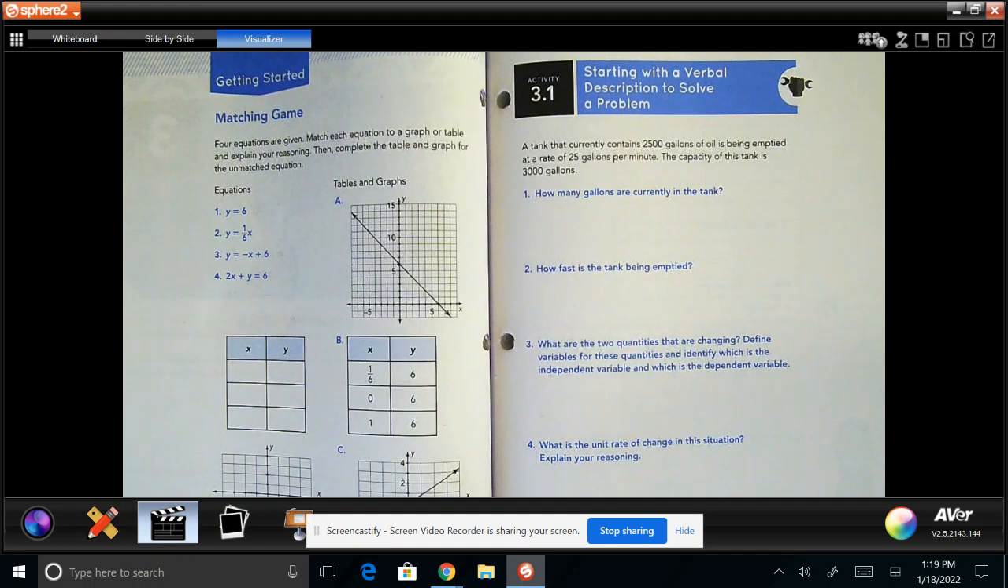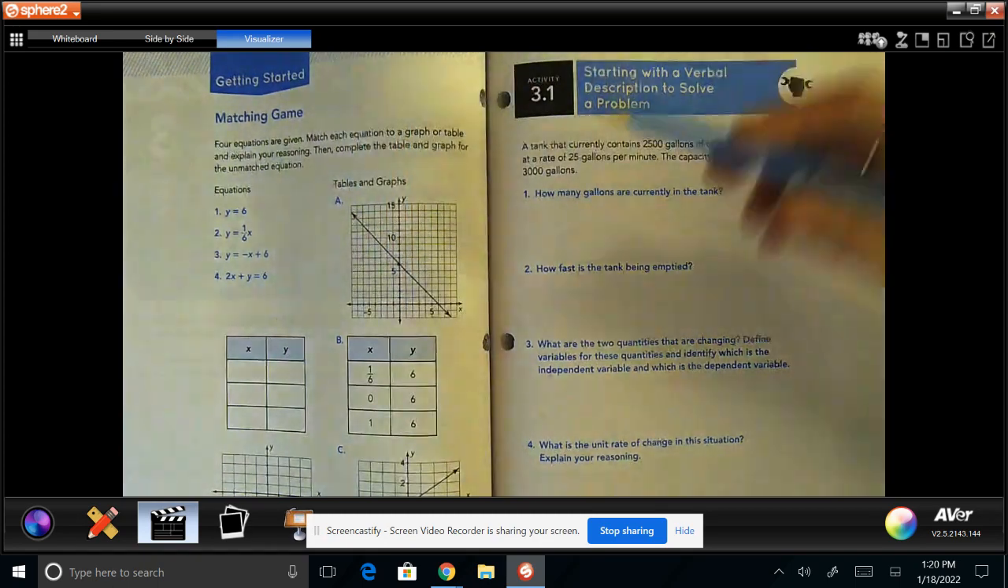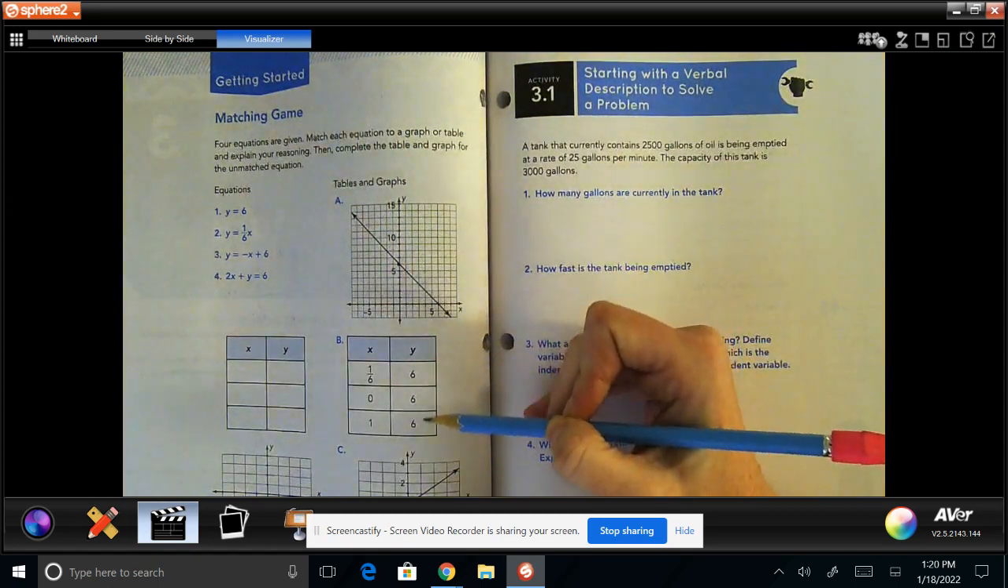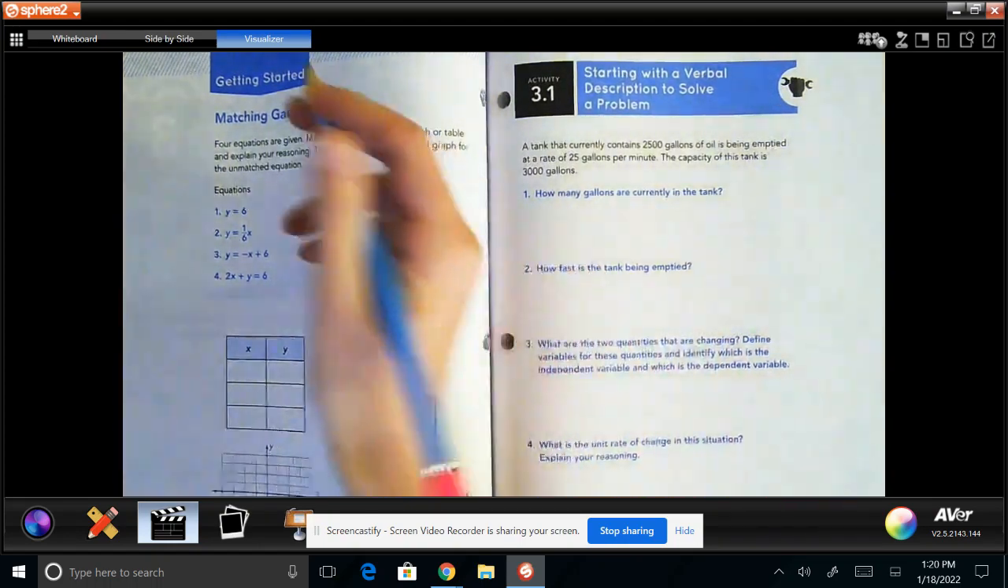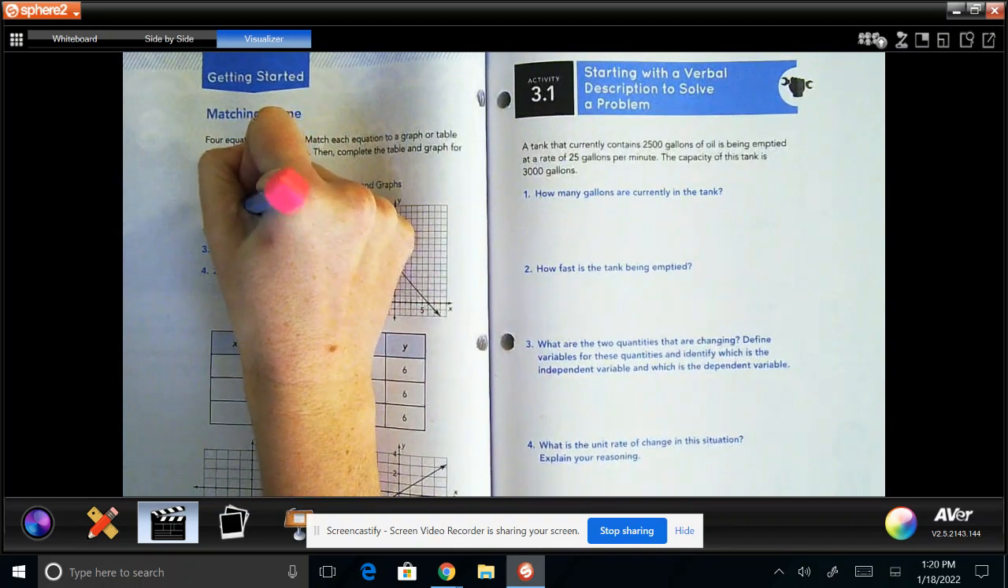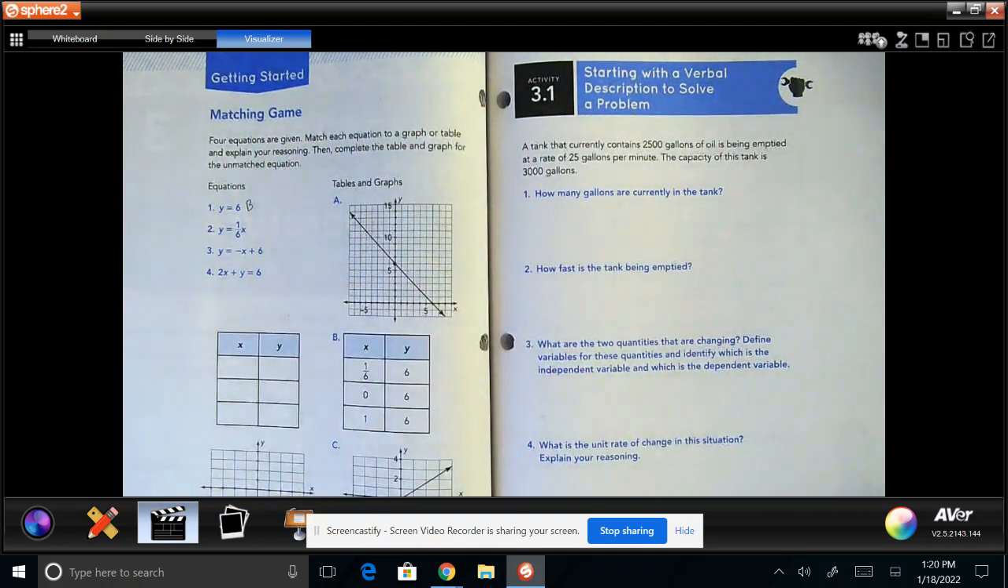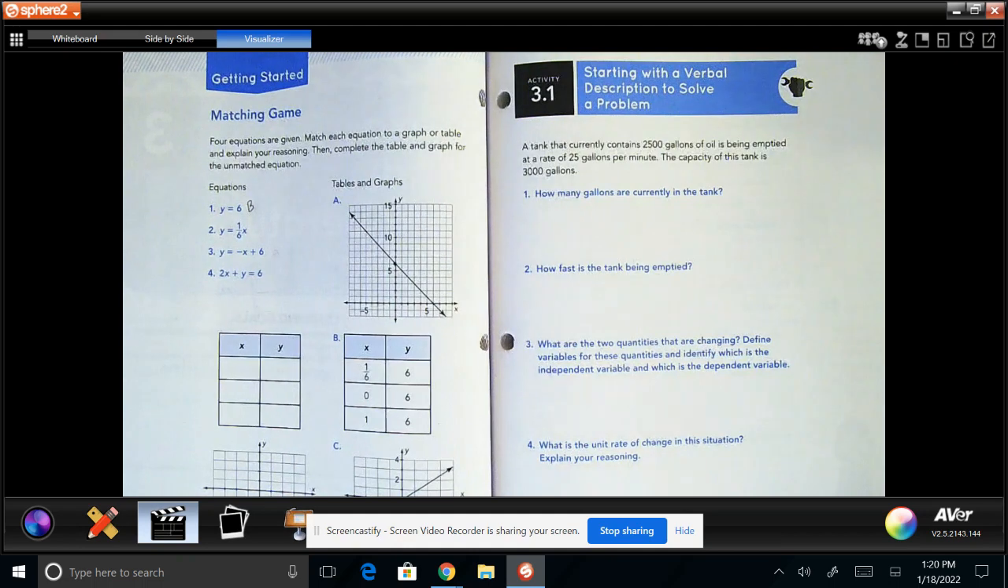So for example, if we look at number 1, y equals 6. There is no x, so it does not matter what number we plug in for x, we will always get 6, which is what table B shows us. All the values for y are 6. It does not matter what number we put in for x. So number 1, table B matches it.